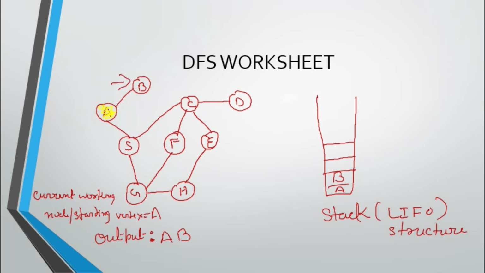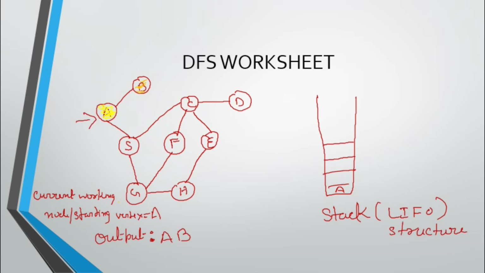From B, I have already visited that, so I will just mark it. Now from B I can come back to A, and there is no other vertex to explore. So I go back to my stack and remove the element B from the stack. Once again I come back to A, and now my current working node is A.